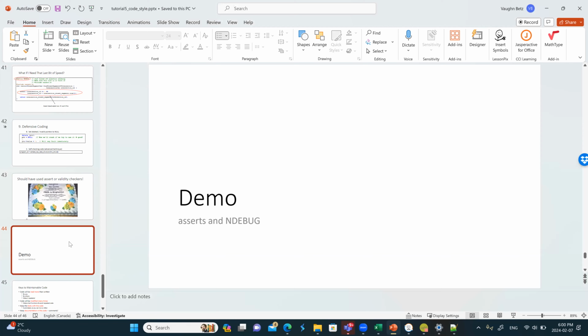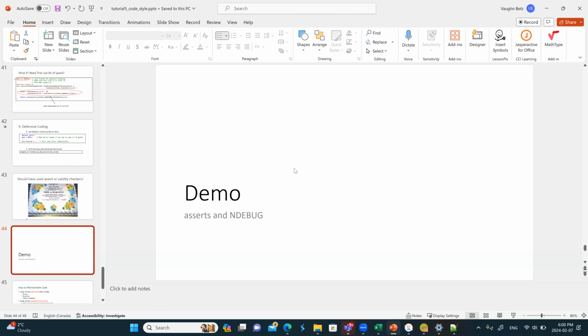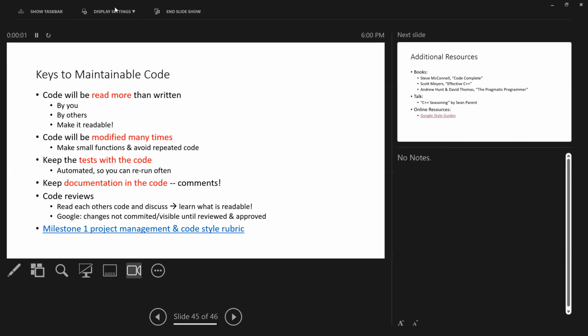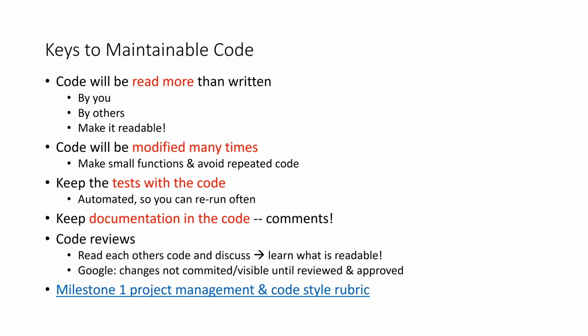Let me quickly hit the last couple slides. Just a summary of this. Yeah, so I guess we talked about this at the start. Code's written once, but it's read many times. So you can modify it. You want to keep your tests with the code. That's why we have unit tests, and you want to keep your documentation with the code. So you put the comments in there.